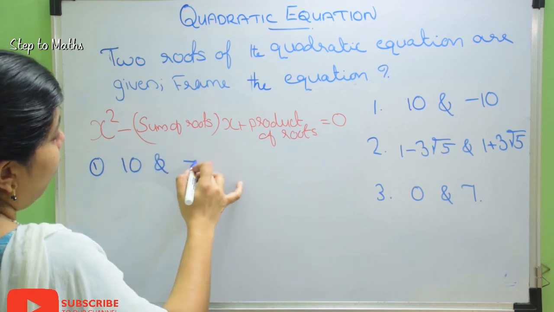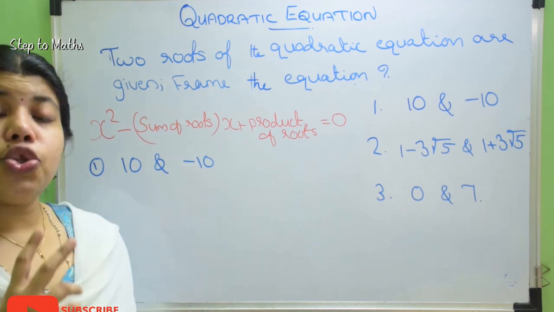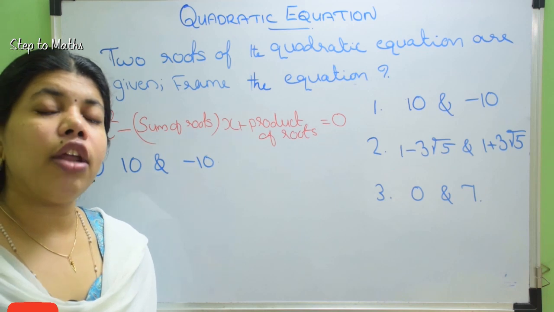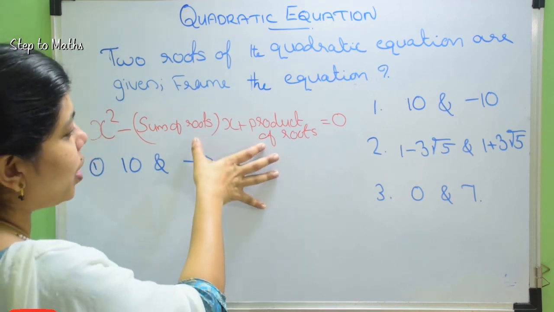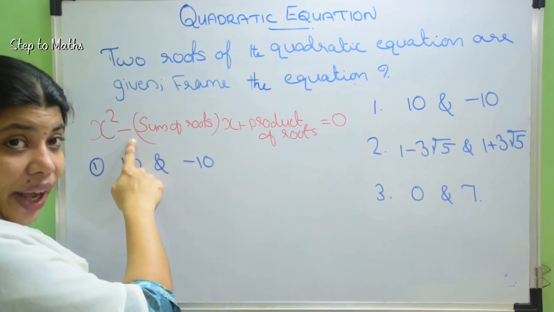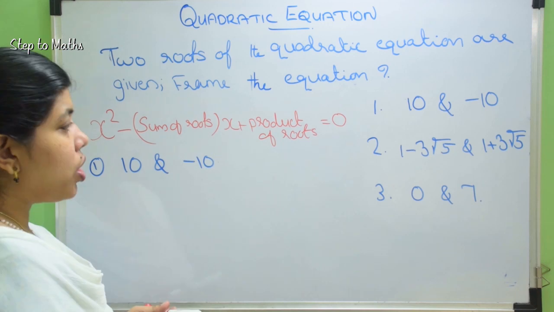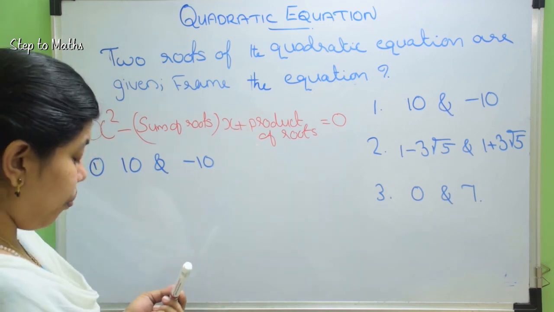10 and minus 10. If the two roots of a quadratic equation are given, then how can we frame its corresponding quadratic equation? Using the relation x square minus sum of roots into x plus product of roots equal to 0.